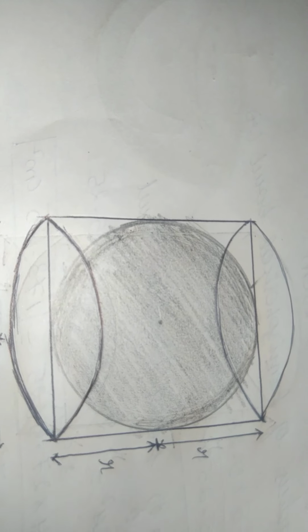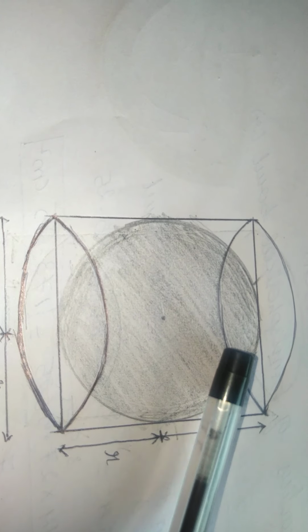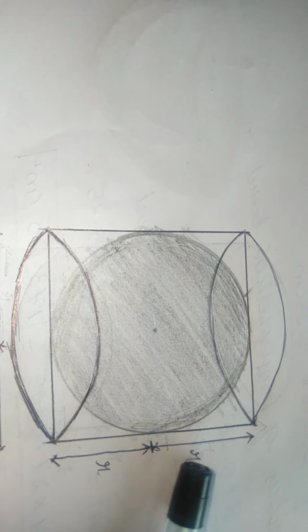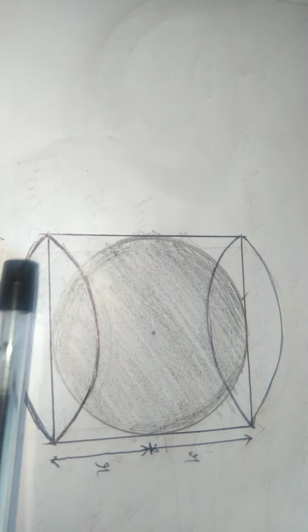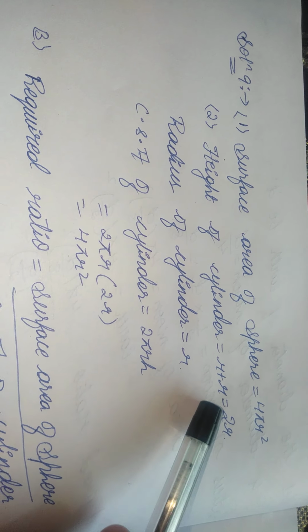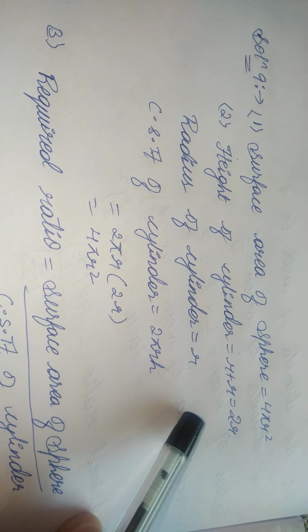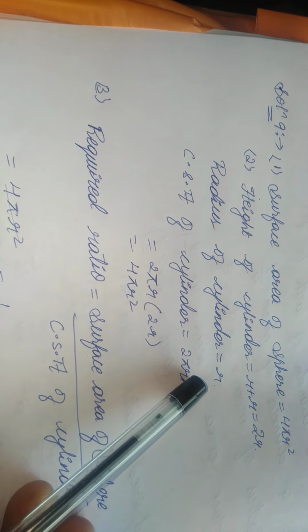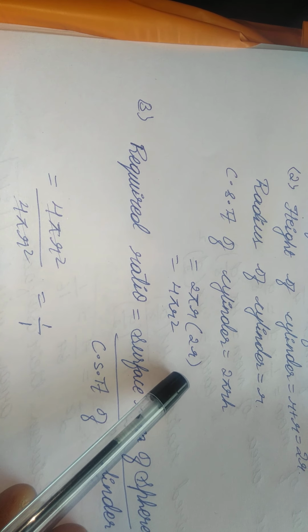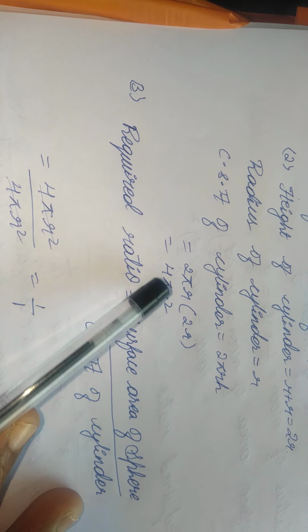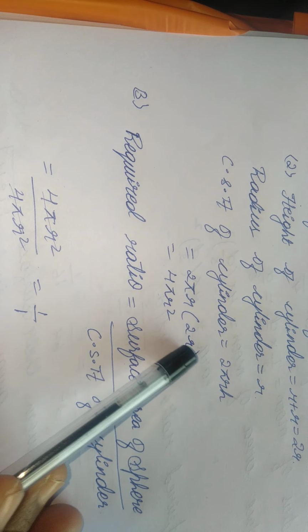As the sphere has been completely fitted inside the cylinder, the height of the cylinder will become 2 times the radius, that is the diameter of this sphere, children. So the answer for your first question: the surface area of the sphere is 4 pi r square, and the height of the cylinder is r plus r, that is 2r. The radius of the cylinder becomes r. Again, the curved surface area of the cylinder formula is 2 pi r h, and h is 2 times r. 2 into 2 becomes 4, pi as it is, r into r becomes r square.